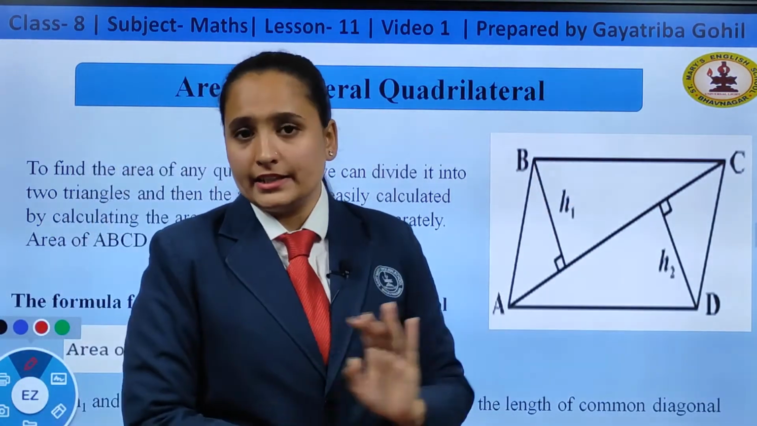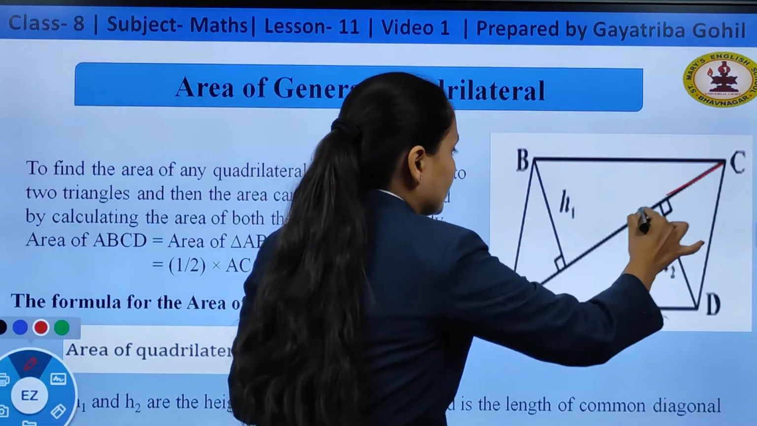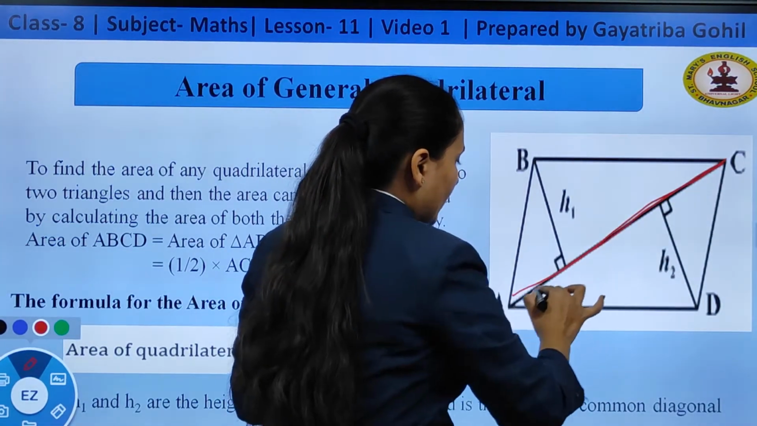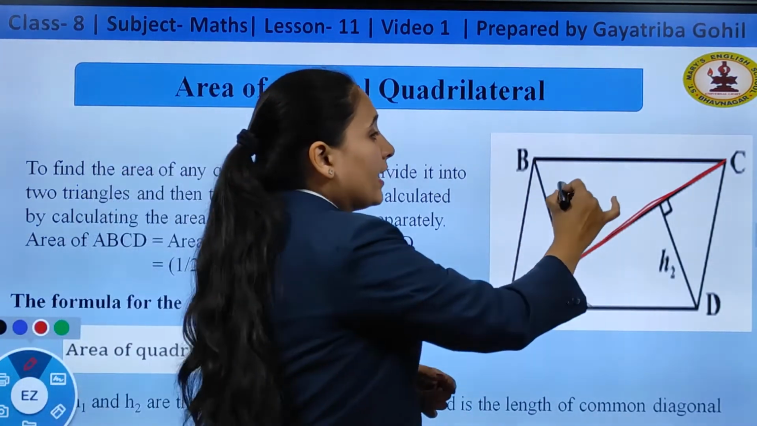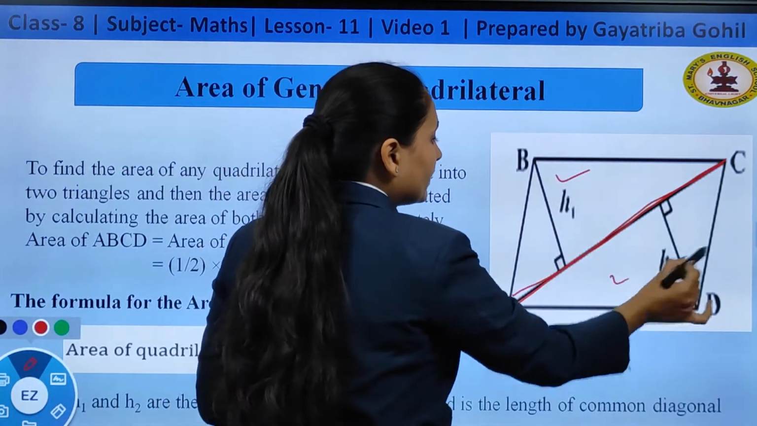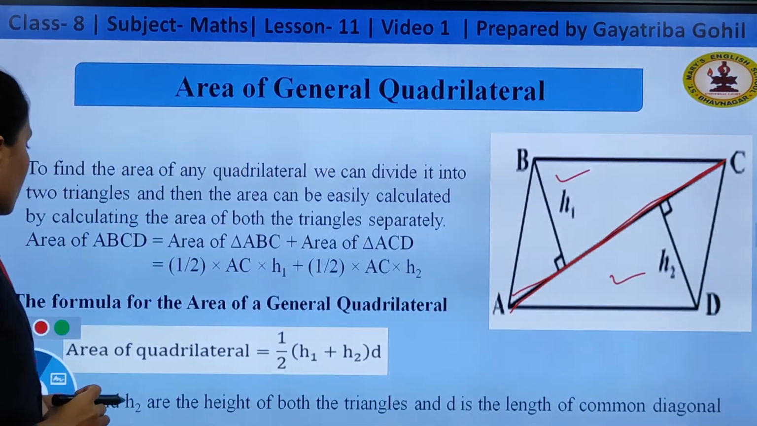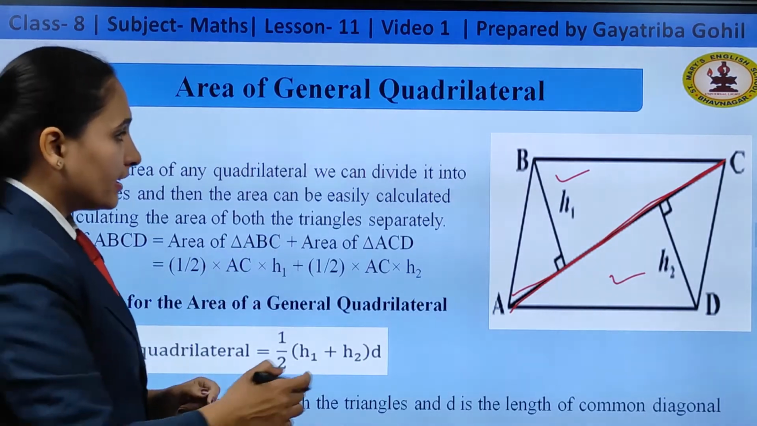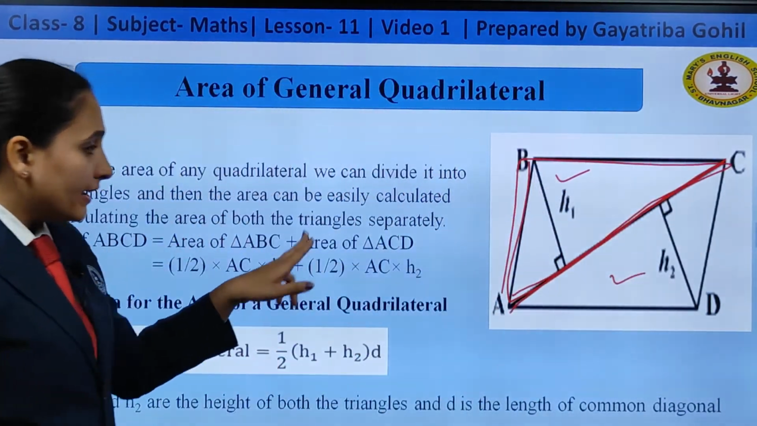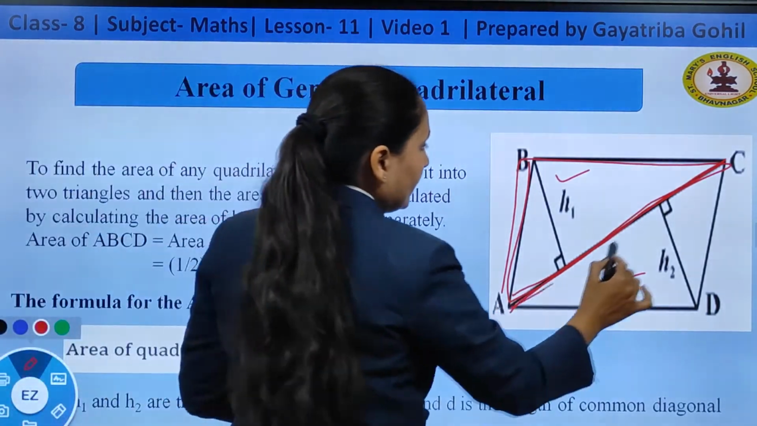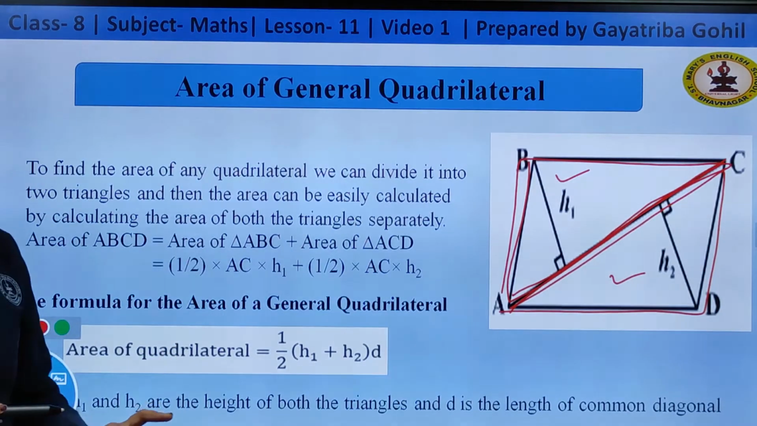Here we have ABCD. I will divide this into 2 parts. If I draw this diagonal, it will form 2 triangles. I can find the area of this triangle, the area of this triangle, and then add them. So, area of ABCD will be the area of triangle ABC, this is the first triangle, and the area of triangle ACD, this is the second triangle.